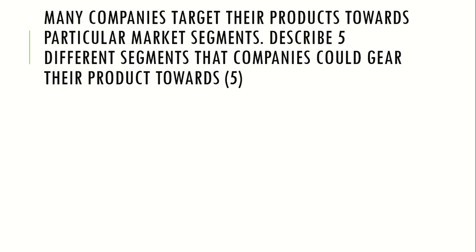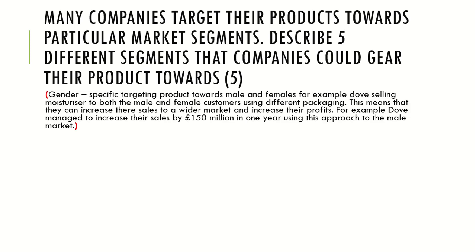So back to this question then, describe 5 different segments, okay, what we can look at is gender, okay, specific targeting of products towards male or females, for example, Dove selling moisturiser to both male and female customers using different packaging. This means they can increase their sales to a wider market and increase their profits. And then we talked about, for example, they raised 150 million in that 1 year for trying that.